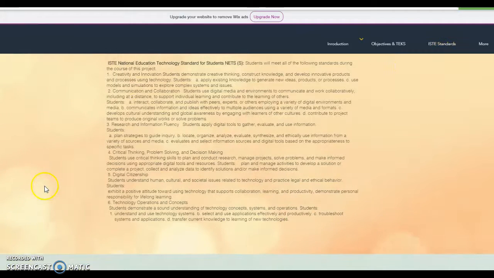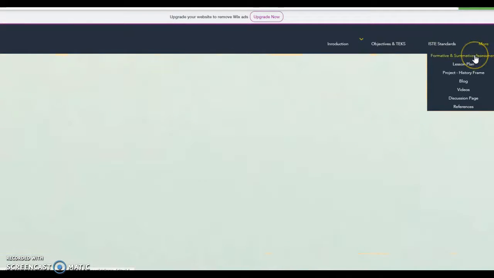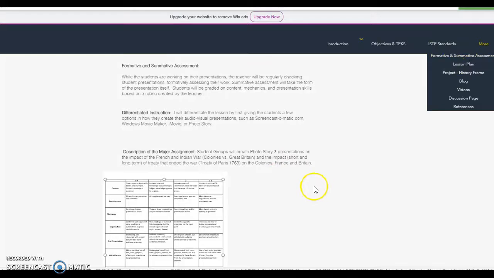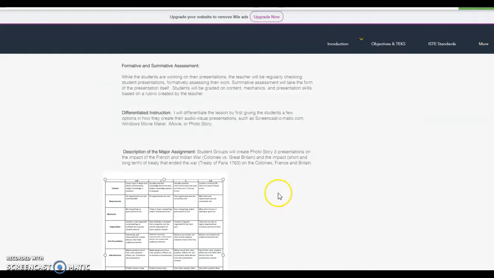I've also used the 6 basic ISTE National Education Technology Standards: creativity and innovation, communication and collaboration, research and information fluency, critical thinking, digital citizenry, and technology operations and concepts. For a formative assessment, I've included a rubric, and the directions are on the website for them to follow along.